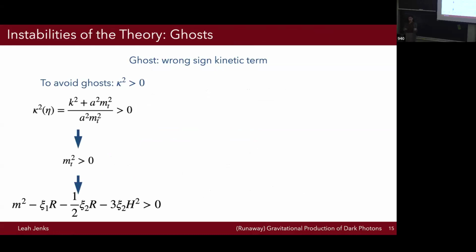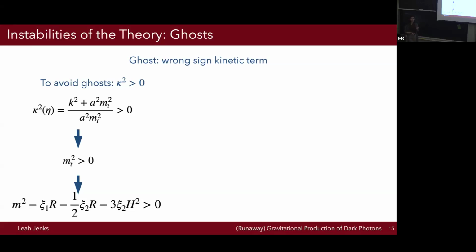Okay, so now we can get into potential instabilities in this theory. So the first is that there's a ghost. As I mentioned 2 slides ago, we defined this parameter kappa squared in order to canonically normalize the field. This kappa squared is not necessarily positive definite because we have these effective masses which can oscillate through 0.